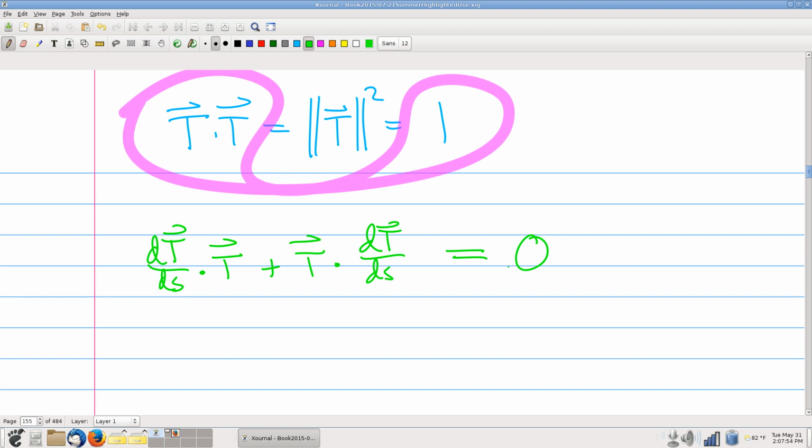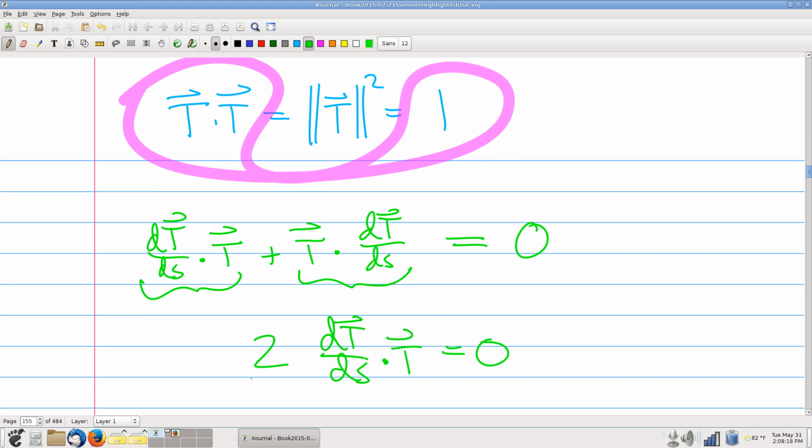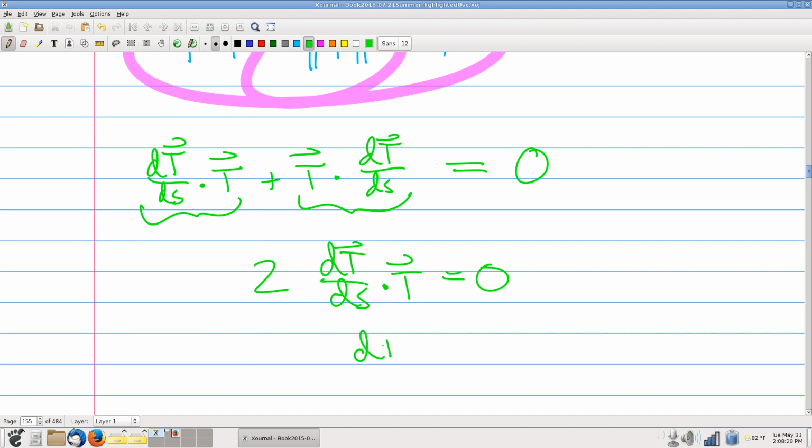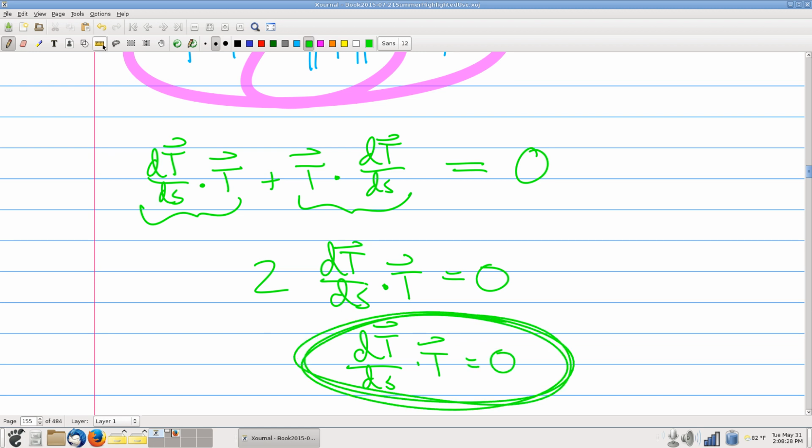Okay, well, now, good news. The dot product is commutative, so you can switch these around either way you like. So really, what we have is 2 dT/ds dot T is equal to 0, and you cancel the 2, and you have, as desired, that dT/ds dot T is equal to 0. And that means that those two vectors are orthogonal.